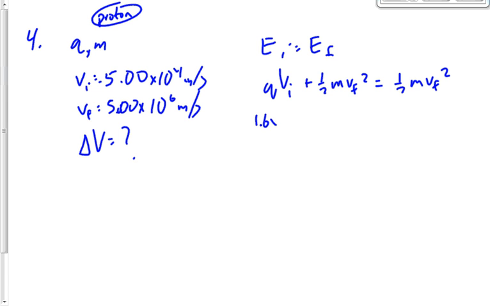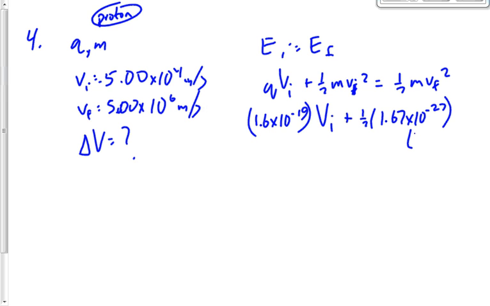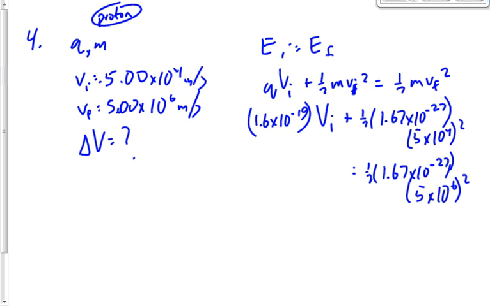1.6 times 10 to the minus 19. We don't know what VI is. Okay, that's not initial speed. That's initial potential. The mass is 1.67 times 10 to the minus 27 for the mass of a proton. That should be VI, right? Times 5 times 10 to the 4 squared. So we're solving for VI here.